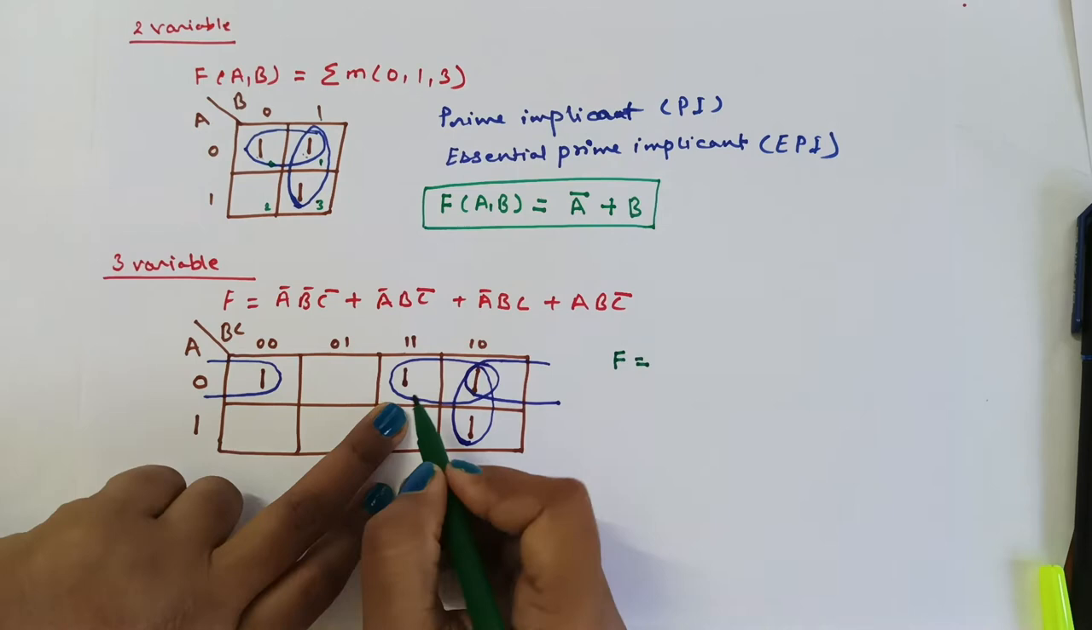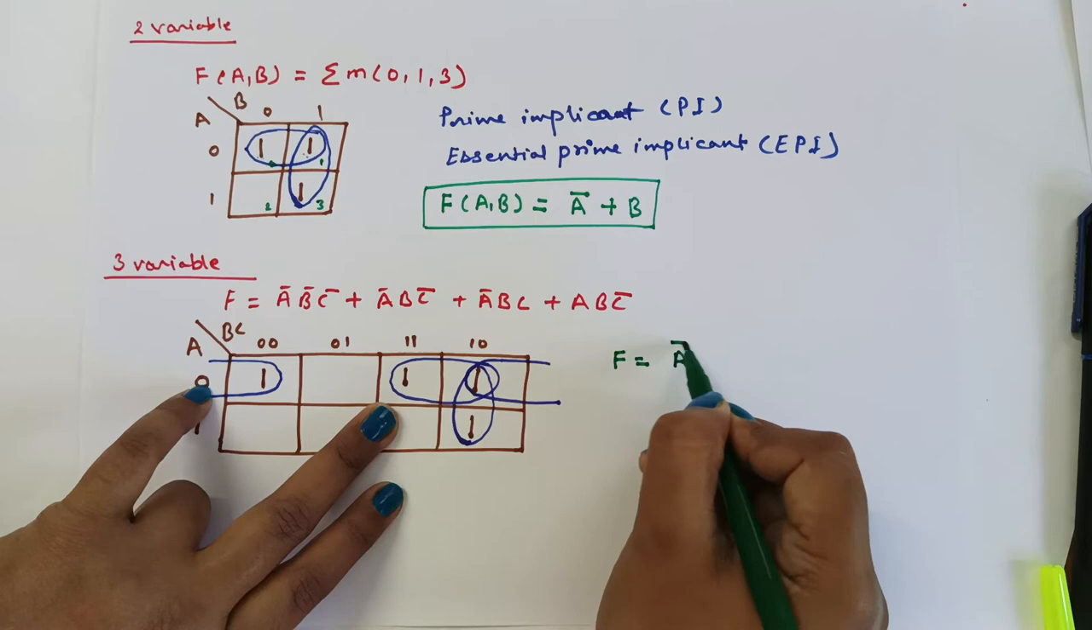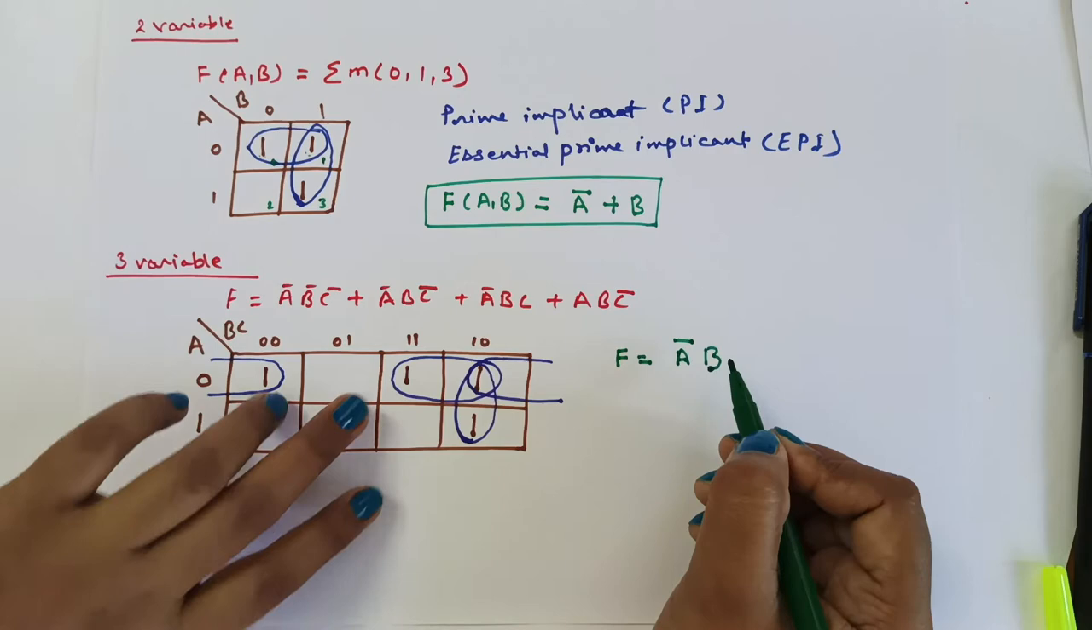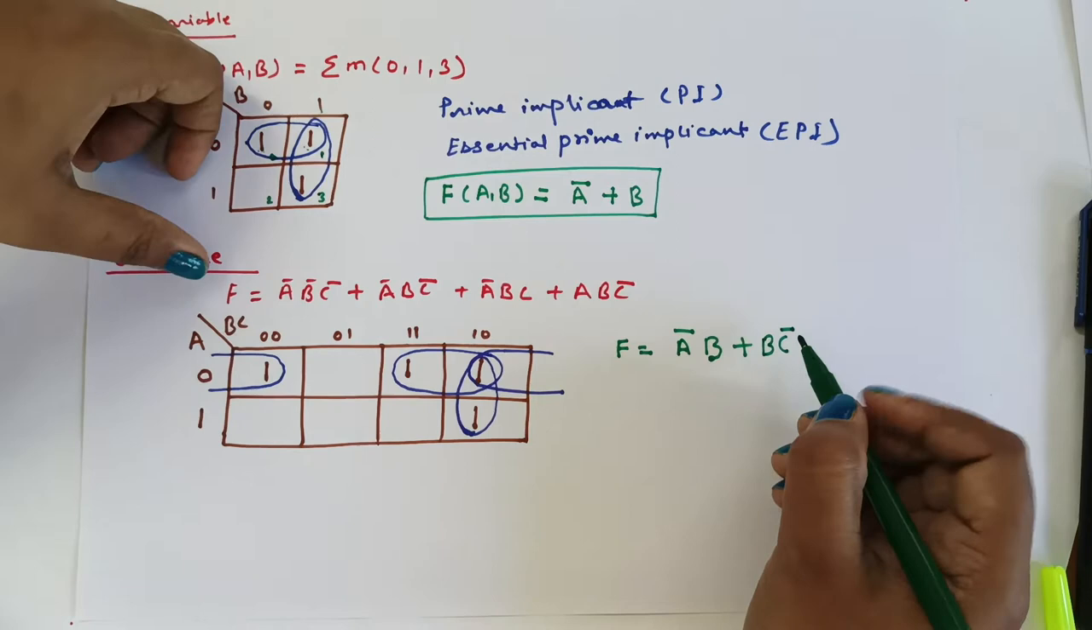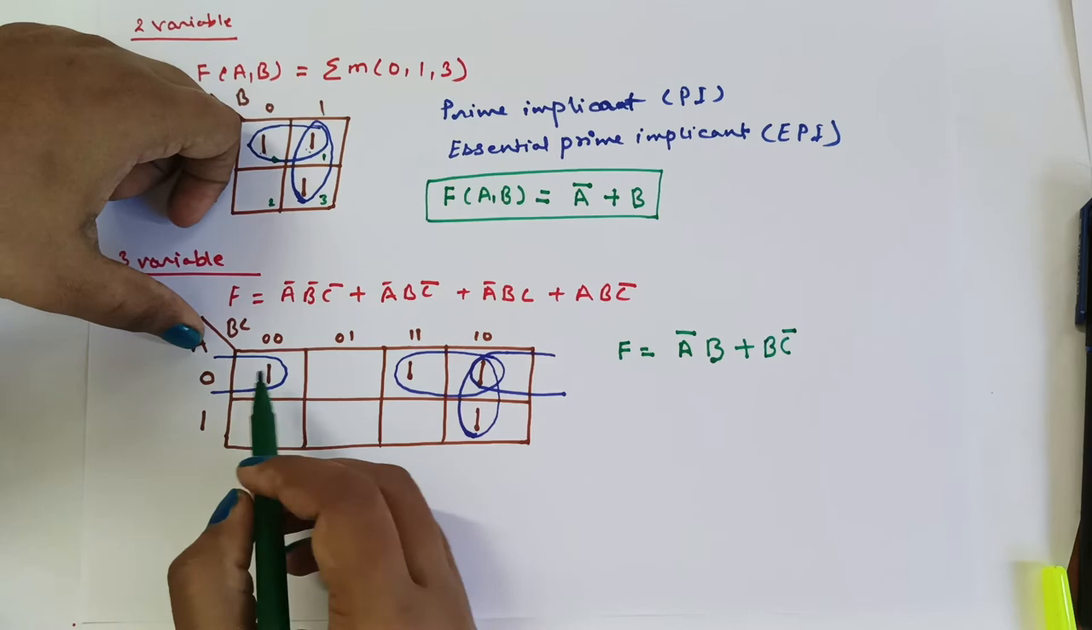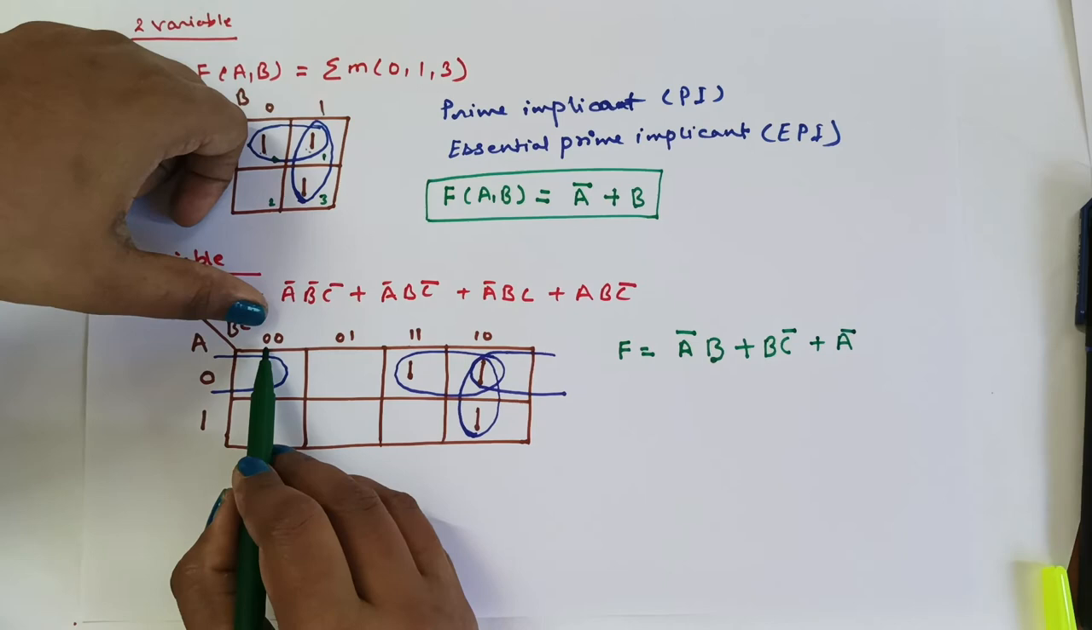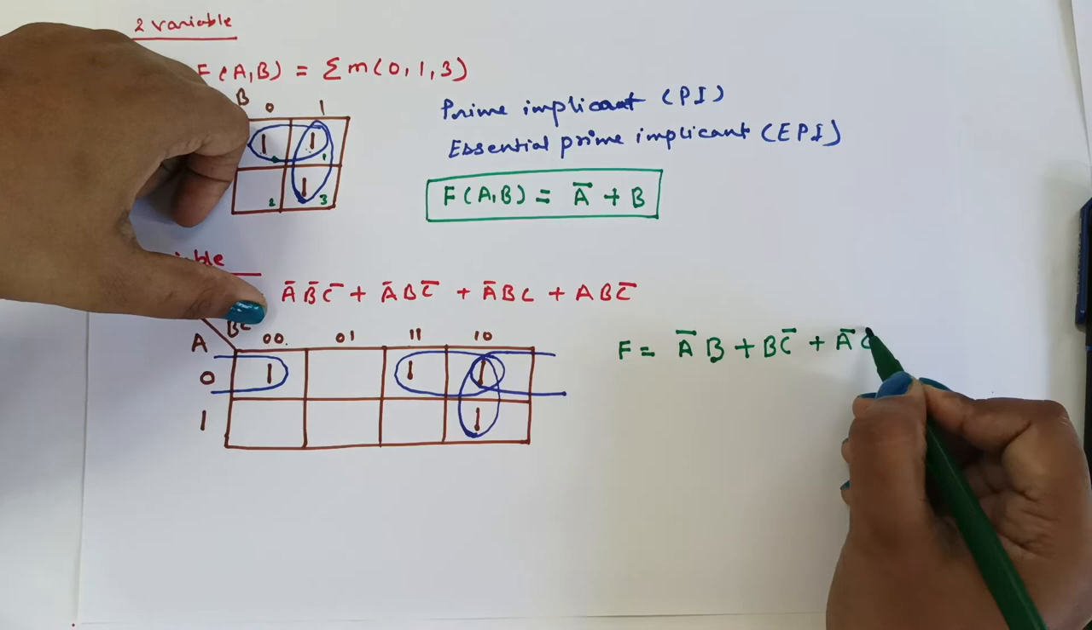F equals to, for this group, left side A is 0, so A bar. And at the top, B is not changing, so we'll write B plus. For the second group, A is changing 0, 1 and BC is not changing 1, 0, so we'll write BC bar. For corner group, A is not changing, so we will write A bar, and B is changing and C bar is not changing, so we will write A bar C bar. So this is the simplified expression.